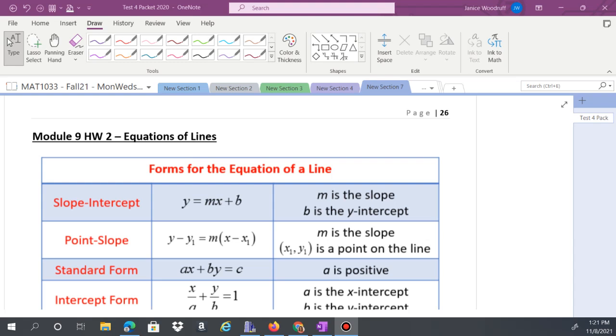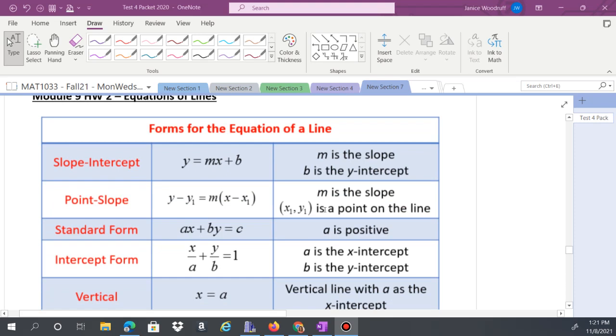Equations of lines. So we have all of these different forms for our equations of lines. Slope-intercept form is y by itself, y equals mx plus b, where m is the slope and b is the y-intercept. We did that one in the last section. Point-slope form, I think we're going to be using this a lot in this section, so you want to have this memorized: y minus y1 equals m times x minus x1.